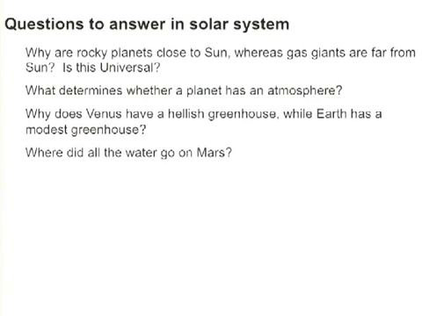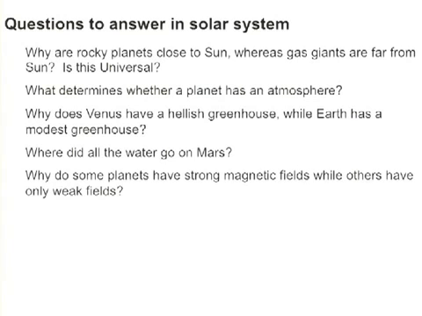Why do some planets have a strong magnetic field while others have only weak fields? The Earth has what's known as a half a Gauss field. Jupiter has a very strong field. Saturn, all the outer planets have it. Mercury has nothing. Mars has nothing, effectively. Venus has, I don't remember what Venus has. Why is that what we see? What can we say about that?